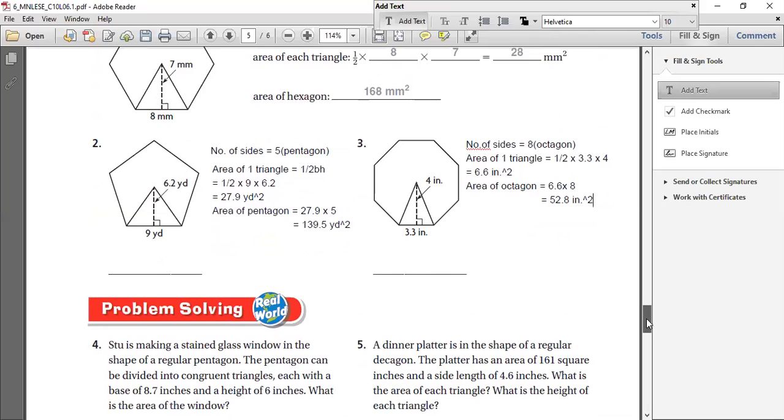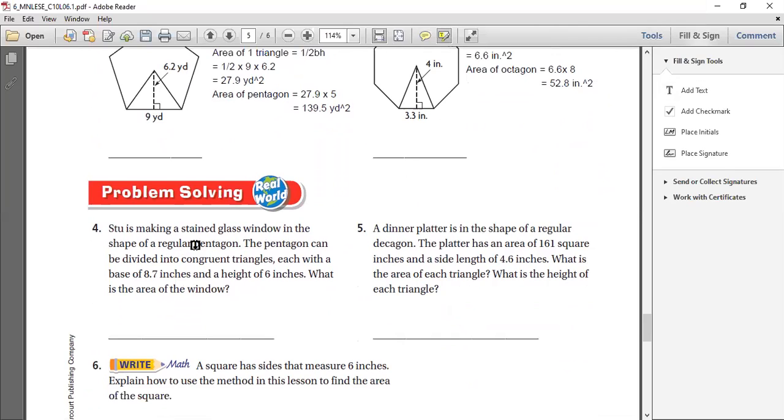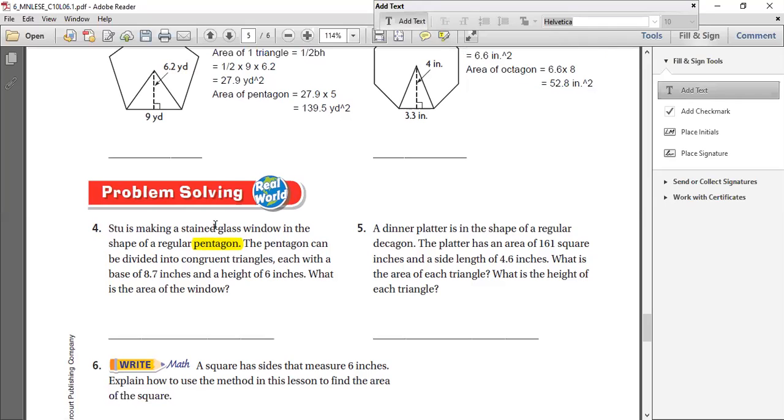Again, problem solving as usual. So Stu is making a stained glass window in the shape of a regular pentagon. Now, what does a pentagon identify here? How many sides? You don't need to do anything, only read the question and you will get the number of sides. So how many sides does this question have? It is having 5 sides, because a pentagon has 5 sides. So underline this word pentagon and write here number of sides first. So number of sides is 5.